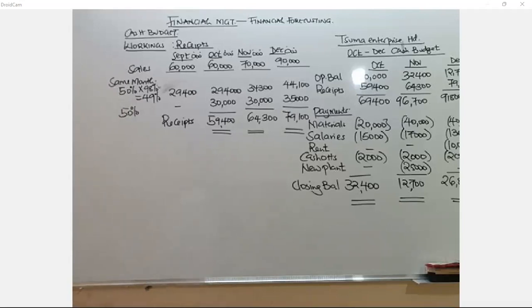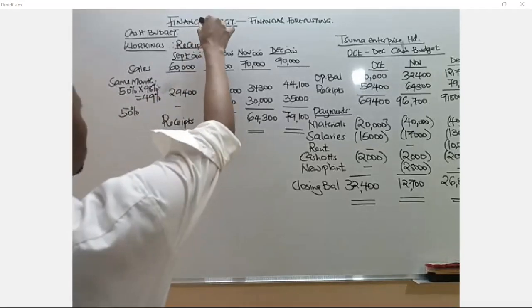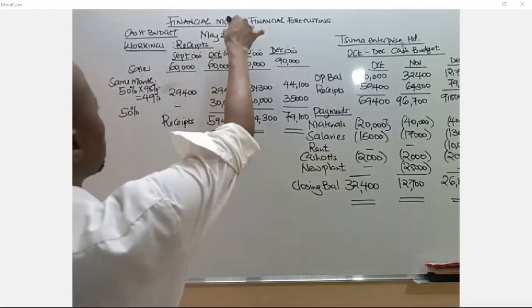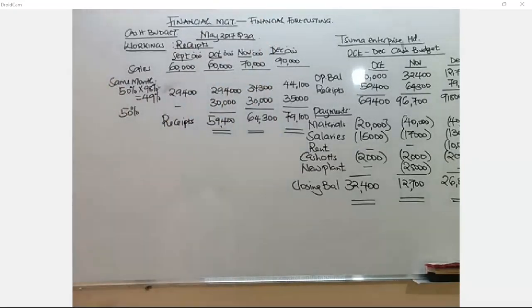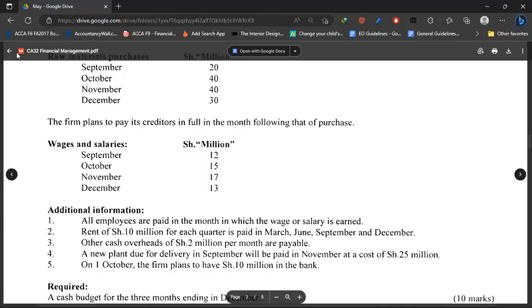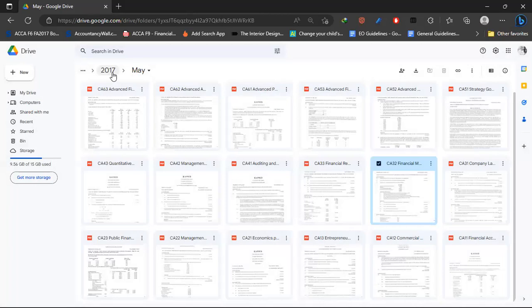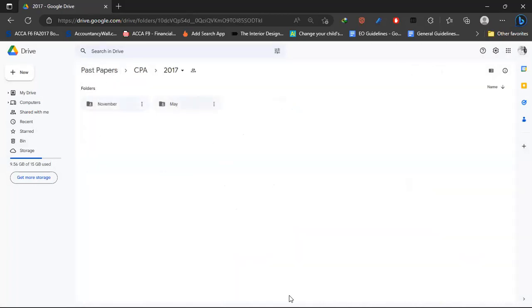Remember the question that we have done? It is a question for May 2017 here. This was question 3A. May 2017, it was a question 3A. Now, I just want to go to November 2016, question 3A.